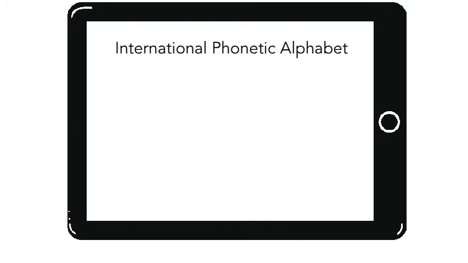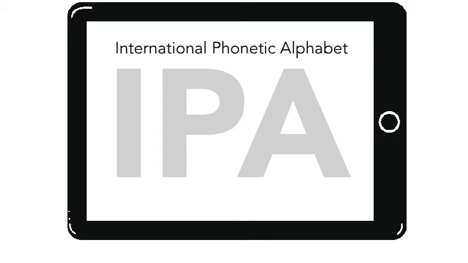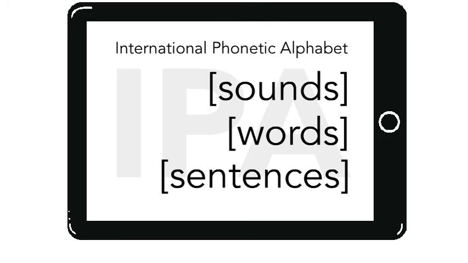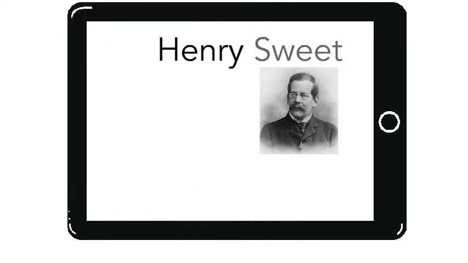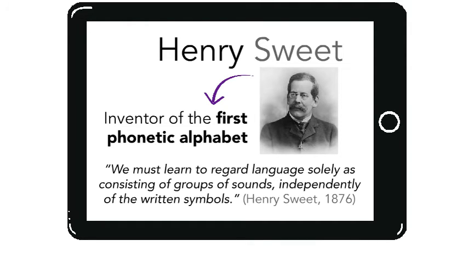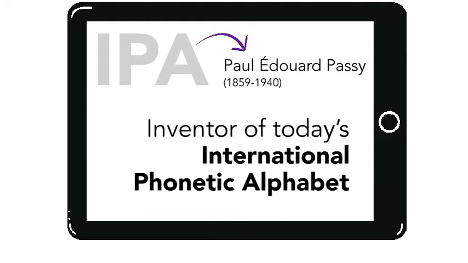Linguists use a different kind of alphabet called the International Phonetic Alphabet, IPA. In the IPA, sounds and transcriptions of words and sentences are indicated in brackets. The first person to develop an alphabet of this kind was linguist Henry Sweet, who wrote in 1876 that we must learn to regard language solely as consisting of groups of sounds, independently of the written symbols. Later, in 1886, today's IPA was invented by a French professor of English, Paul-Edouard Passy.